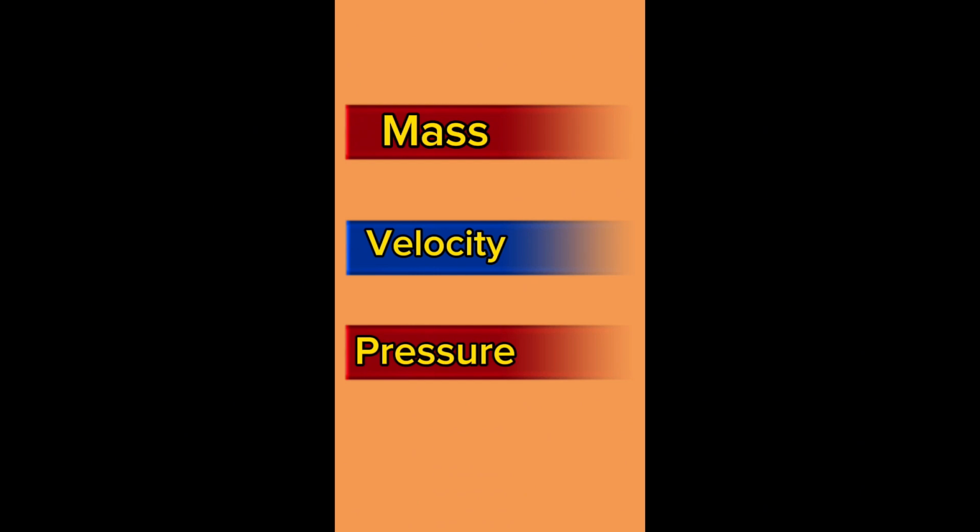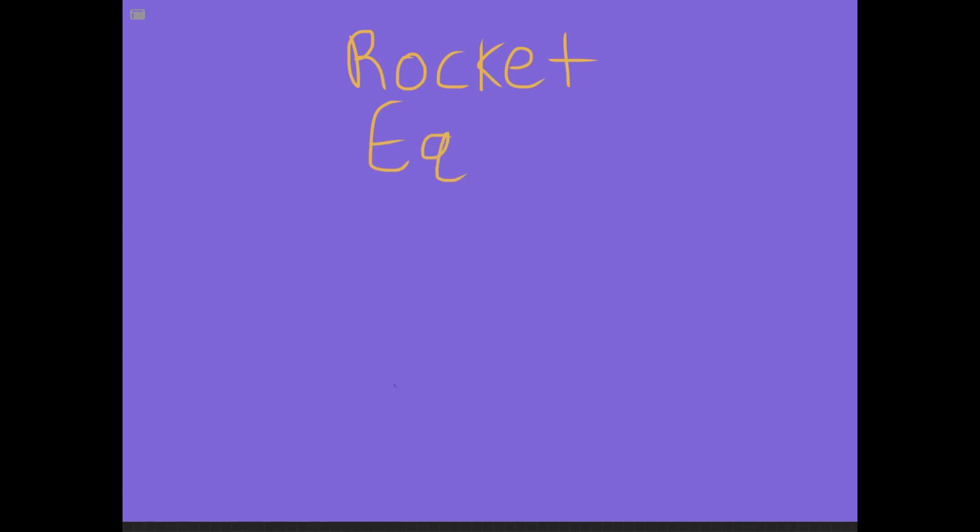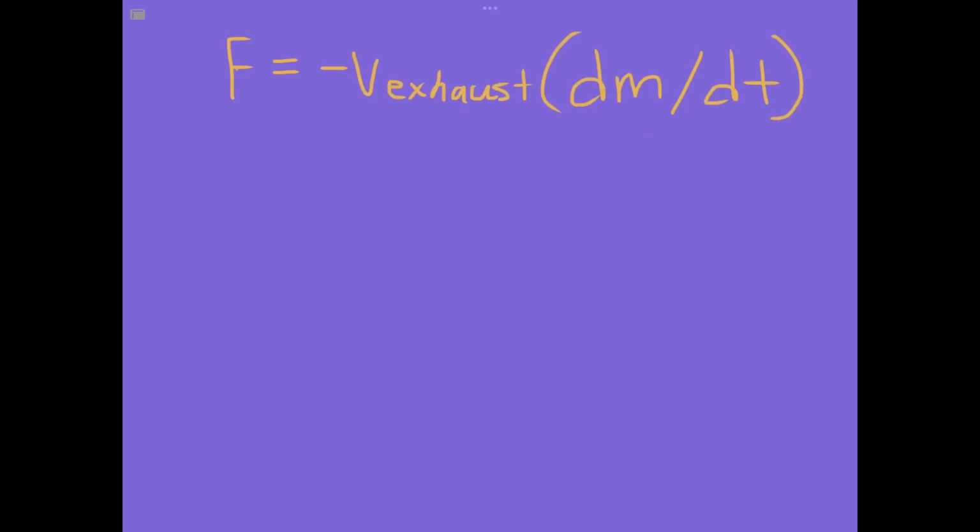For example, the mass of a rocket changes because the mass of the propellant decreases as it is released through the exhaust. Since this is a change of mass over time, this deals with derivatives.